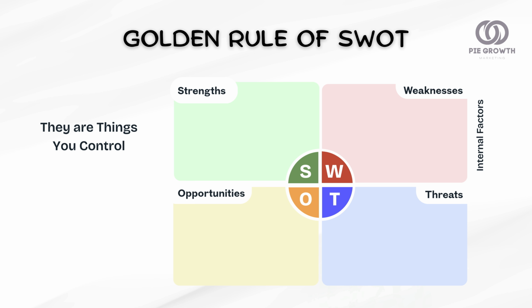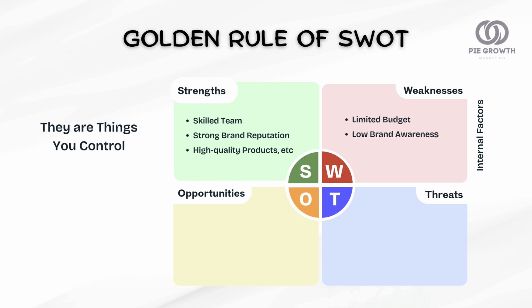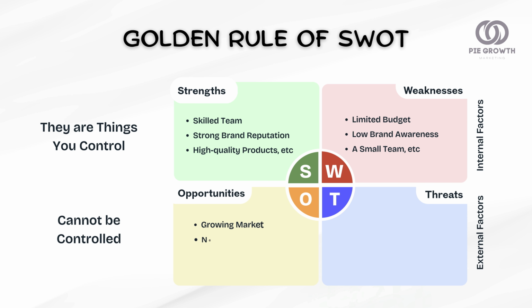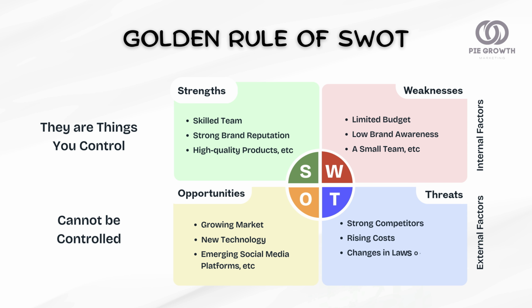Strengths can include having a skilled team, a strong brand reputation, high-quality products, etc. Weaknesses can include a limited budget, low brand awareness, a small team, etc. Opportunities and threats are external, meaning they come from outside and cannot be controlled. Opportunities can include a growing market, new technology, emerging social media platforms, etc. Threats can include strong competitors, rising costs, changes in laws or platform policies, etc.